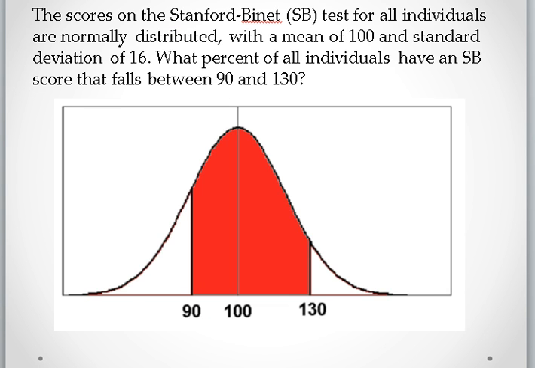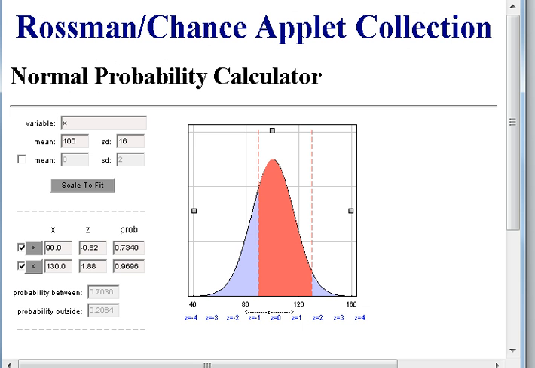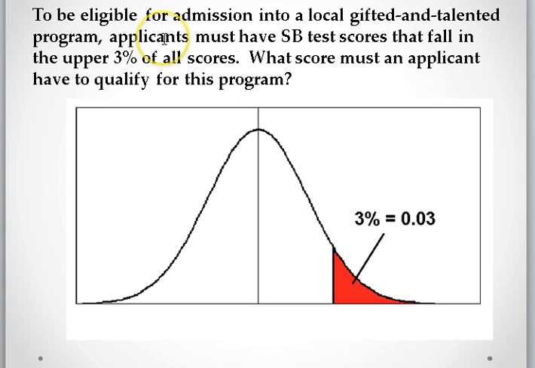The last type of problem is a backwards normal problem. In this case, instead of giving you a score and asking for the percentage, we give the percentage and ask for the score. Again, it's easiest for this case to use the Rossman-Chance applet. For the Rossman-Chance applet, we're only looking for one score, so I'll click off the second score. We want to find the probability that an individual falls in the top 3%. To be eligible for this gifted and talented program, an individual score must be in the top 3% of all scores. So we're looking for a score so that 3% of all scores fall greater than it.